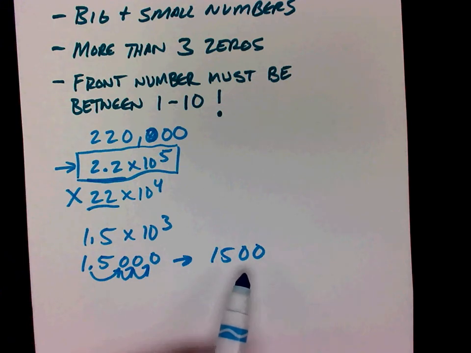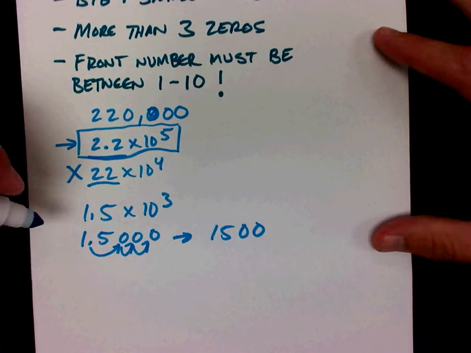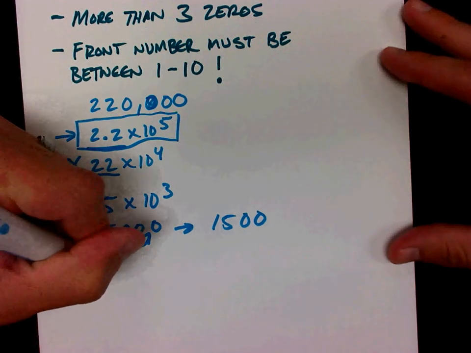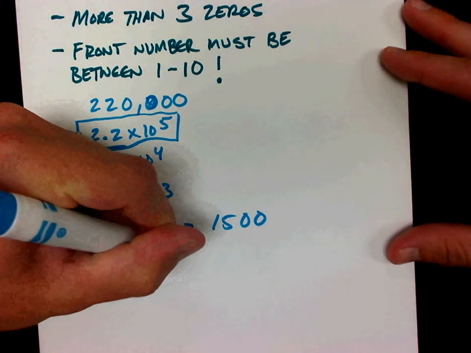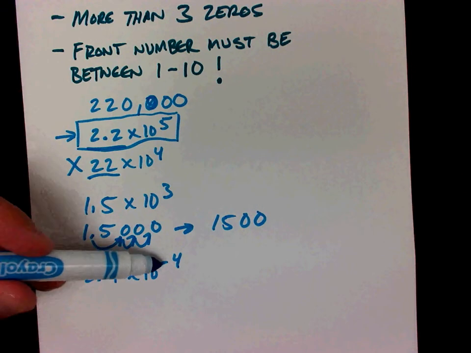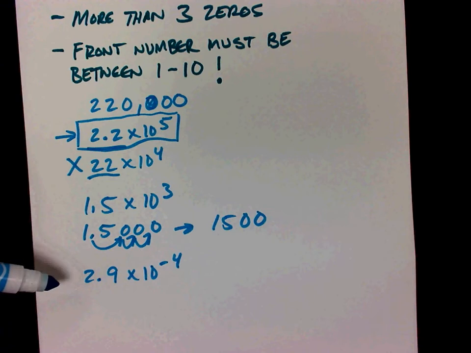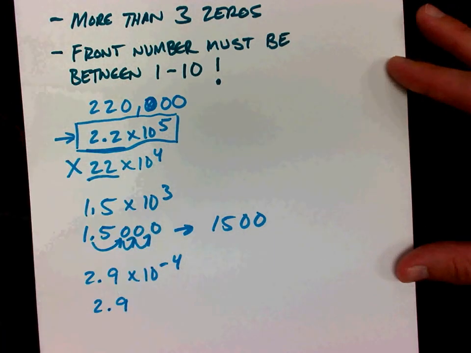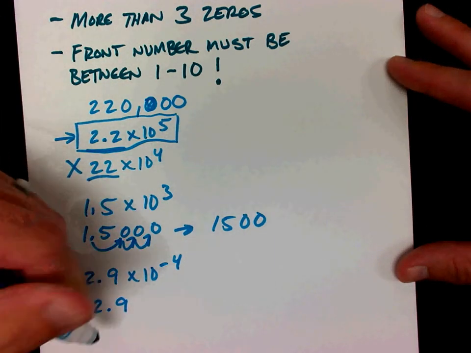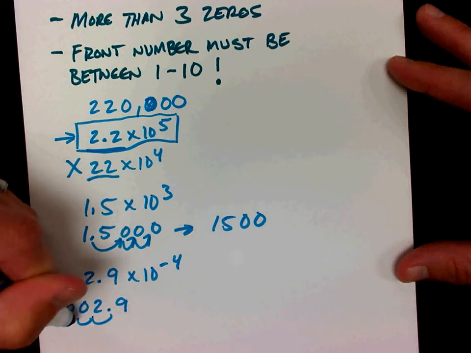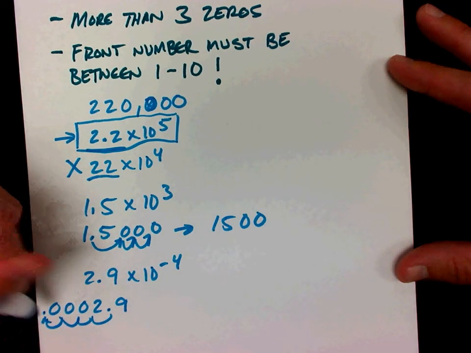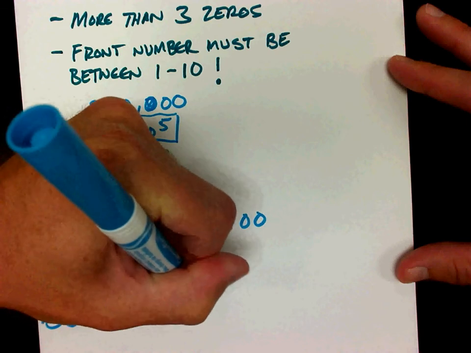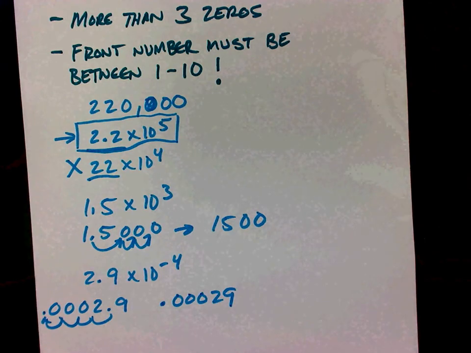So we moved it 3 places from where it was at, and this is our regular number now. We can also do negative numbers with these as well. So we could do 2.9 times 10 to the negative 4th. The negative sign here tells us that our number is going to get smaller, or we're going to have to move to the left. So negative always means move your decimal point to the left. And so in this case, we're going to need to put zeros on the left-hand side. So we got 1, 2, 3, 4 places. So that gets parked here. So our resulting answer as a regular number is this.